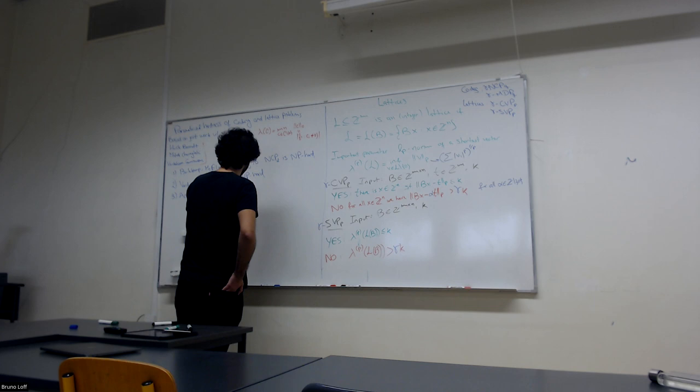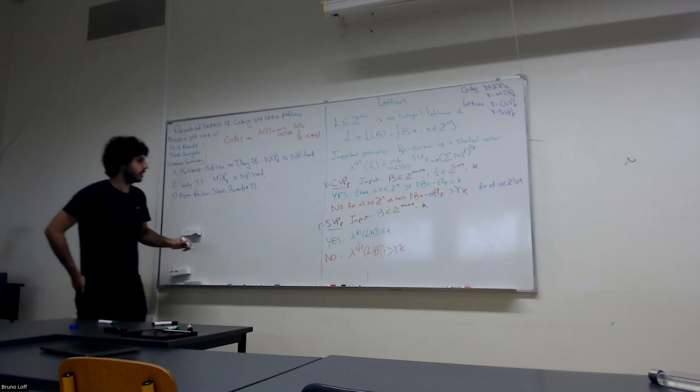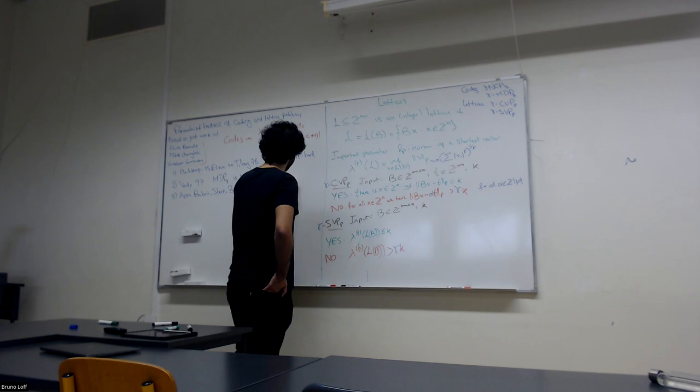These guys in 93 proved that the approximate version of NCP is hard. Actually, gamma-NCP is actually hard. And when I write gamma here, I always think of gamma being a constant.